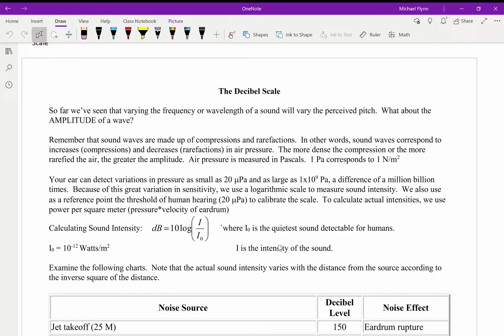Hello grade 9s, and this is not a lesson, it's just more of an explanation, because a bunch of you have asked me about the decibel scale and how to do the questions. I know it was in the homework, and I did help many of you with it, but I'm still getting questions on it. So let me explain it.